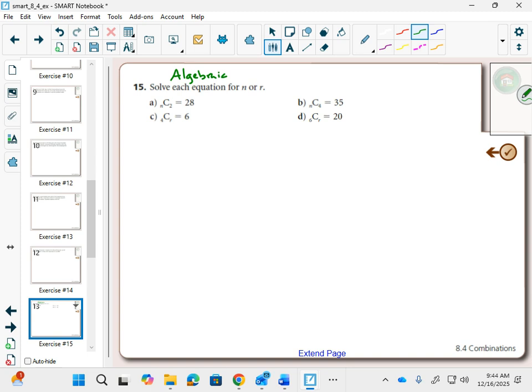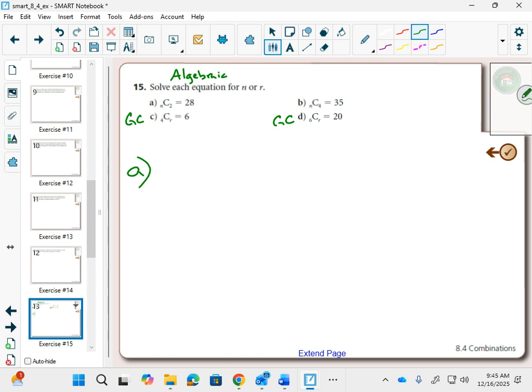Some of them are going to be guess and check. Okay, so when you get to here, some of these are going to be algebraic, some of them are going to be guess and check, and some of them are going to be sort of a combination of guess and check and algebraic. So I'm going to tell you that for C and D, when you're solving for the r, you can do a guess and check. For A, which we're going to do together, that would be one that the exam would ask you to do algebraically and use the formula.